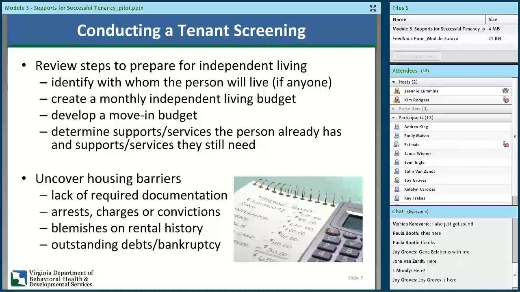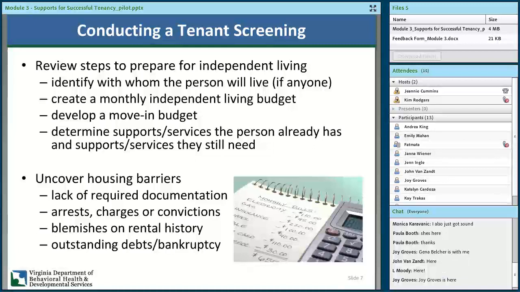The tenant screening also involves reviewing critical steps to help the person prepare for independent living and uncover housing barriers. Preparing for independent living involves identifying potential housemates, if any, and whether they have agreed to live with the person. Creating a monthly budget for independent living that reflects the person's projected income and expenses in independent housing. Remember, income and expenses in the current living arrangement and the independent living budget may differ.